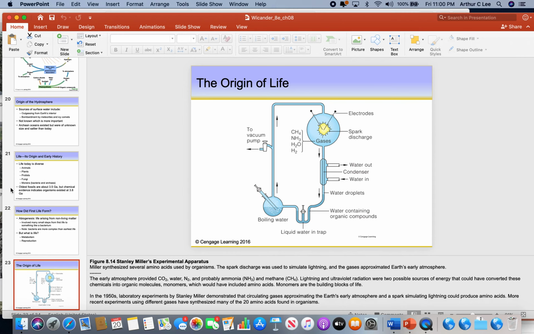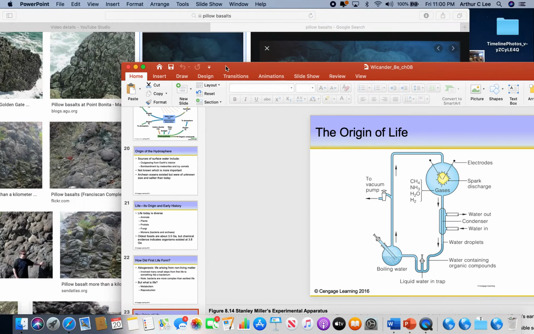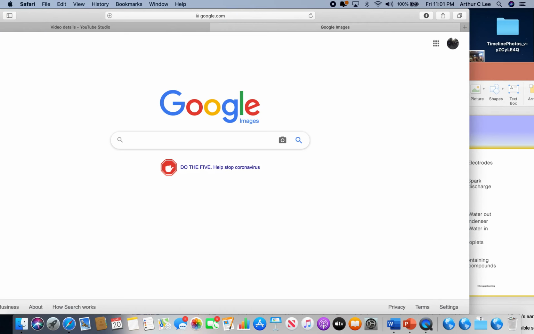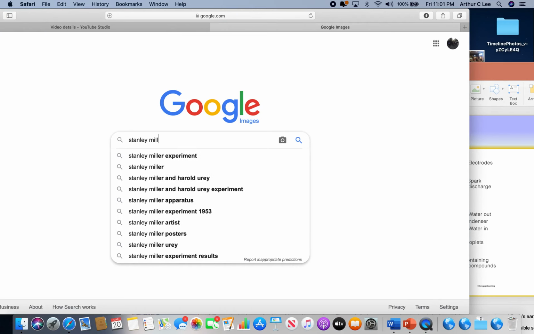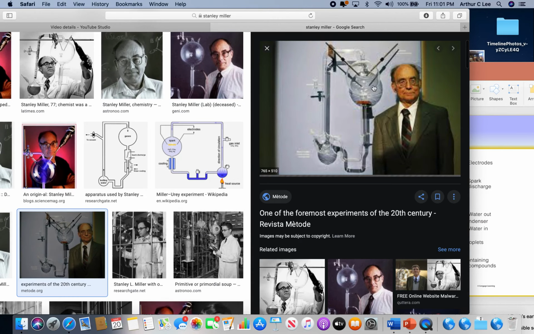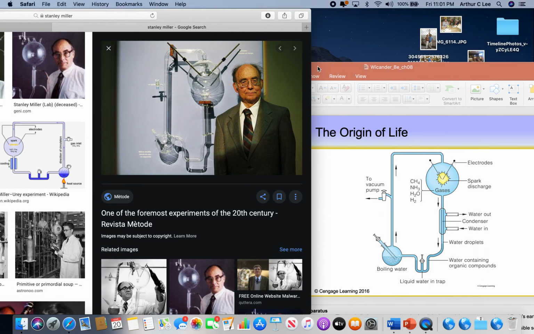The first one comes from a man named Stanley Miller. Now, who is Stanley Miller? Let's take a look. There's Stanley Miller right there. He passed away in the 90s. Back in the 1950s, at the University of California, San Diego, he decided to do an experiment to figure out how did life begin on planet Earth. That's quite a thing to do. It's a very difficult thing to do.